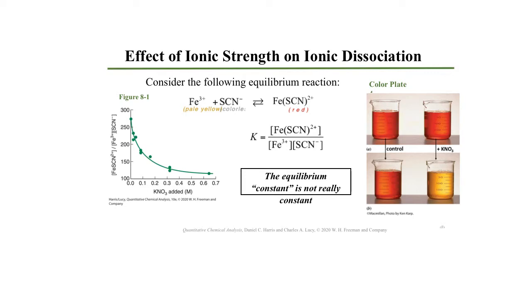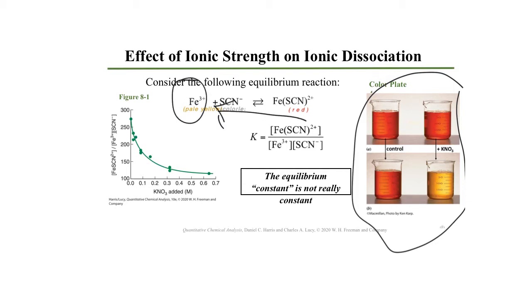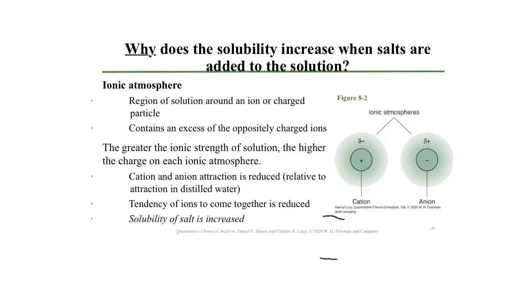If you look at what happens as you add KNO3, it's obvious from this color plate on the right side that when you add KNO3, it becomes yellow. That means that you're creating more Fe3+, shifting the equilibrium in this direction. So increasing the ionic strength by adding KNO3 reduces the forward reaction. So the question is why?